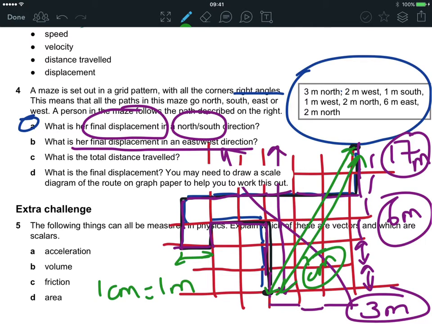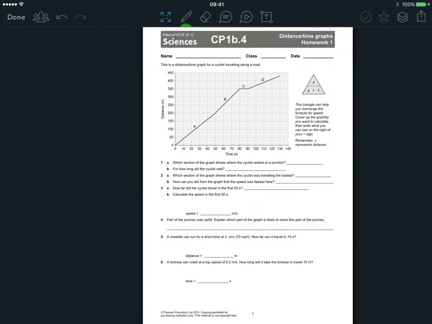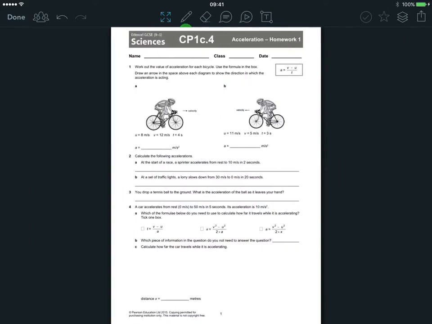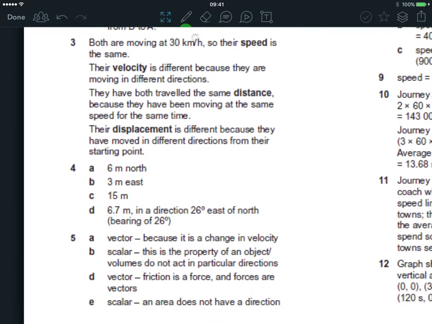Okay, I can't really do that very easily on this iPad screen, but I'm sure you can do it on graph paper. You'll get the idea. If I just scroll across to the answers, because we always give you the answers, of course. Here they are. 6 meters north, 3 meters east, 15 meters, and then they're actually saying that the answer is 6.7 in a direction of 26 degrees east of north.